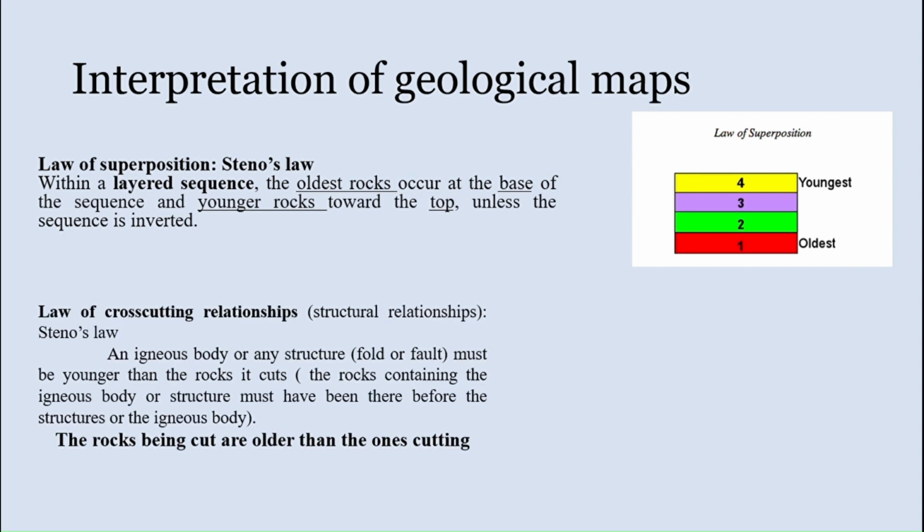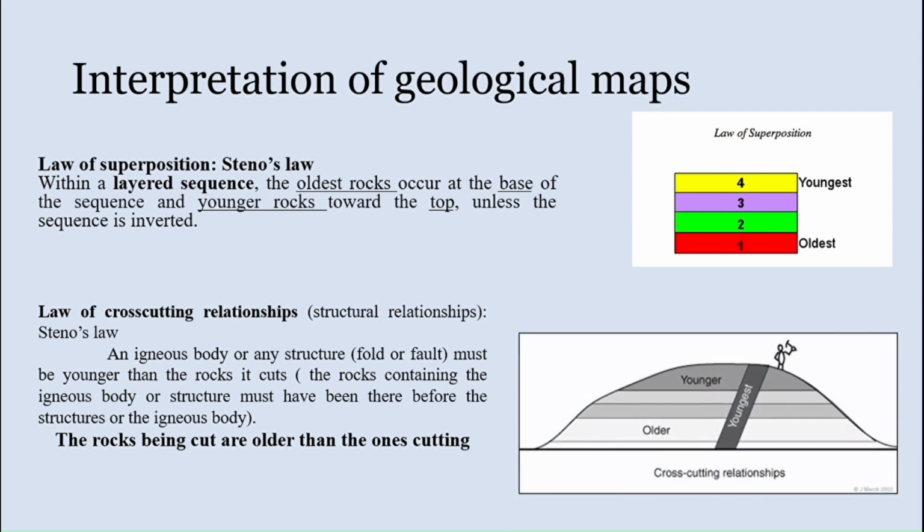And here is the second law that governs the interpretation of geological maps: the law of cross-cutting relationship. Okay, and this is also proposed by Steno. So what he was saying is, an igneous body or any structure must be younger than the rock it cuts, right? So the rock that is being cut is older than the one that is cutting. So this image expresses that.